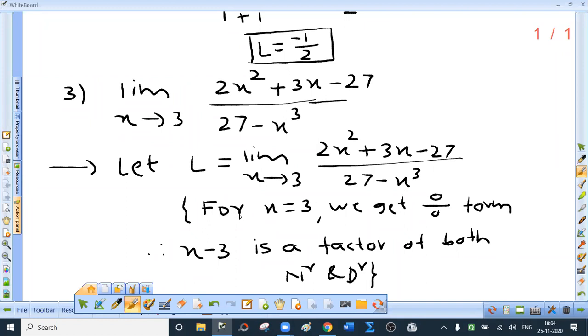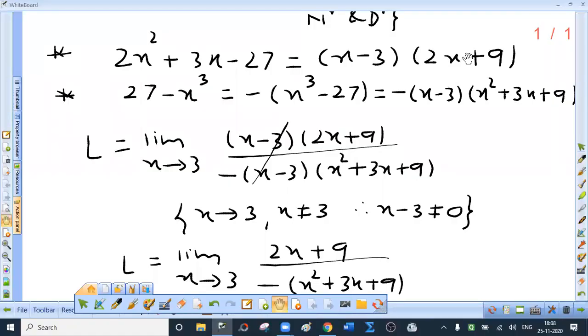For x equal to 3, we get 0 by 0 form. See, 9 into 2, 18, 18 plus 9, 27, less 27, 0. 3 cube is 27, right? So the important conclusion is, as the polynomial is 0 at x equal to 3, x minus 3 must be a factor of both numerator and denominator. So factorization can be done easily.